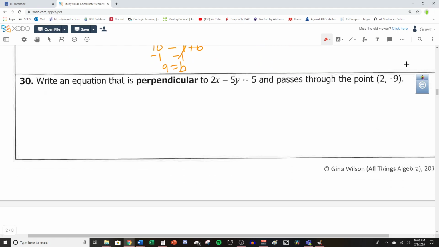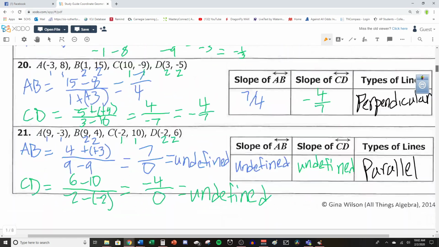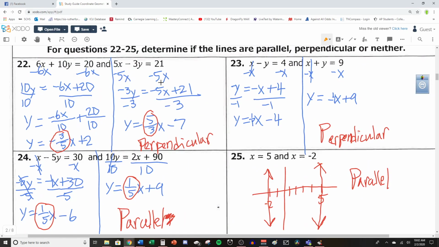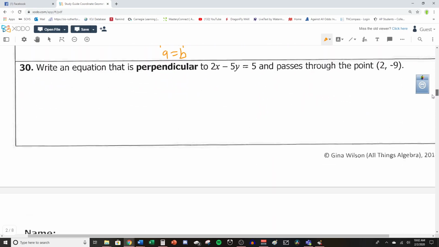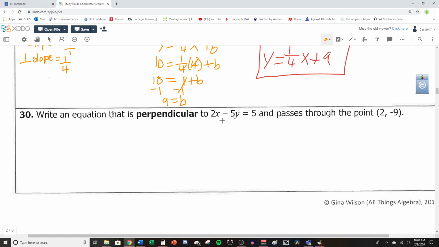Right on. Let's go to 30. Perpendicular again, and on this one, it's not already in the slope-intercept form that we need. So we need to, like we did at the very top of this page, solve for the slope. We had to do algebra to solve for all of these. So we're going to do that on number 30 here. We want to get it into its slope-intercept form first. So I'm going to manipulate this. We're going to take away the 2x, so minus 2x. It gets us negative 5y equals negative 2x plus 5.